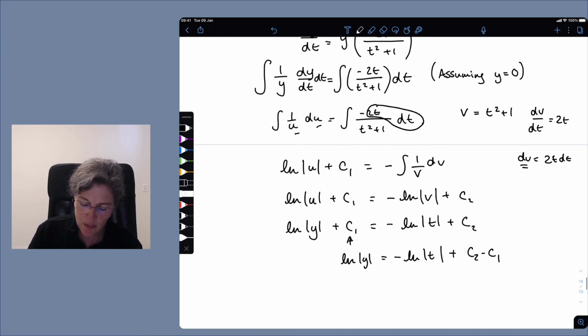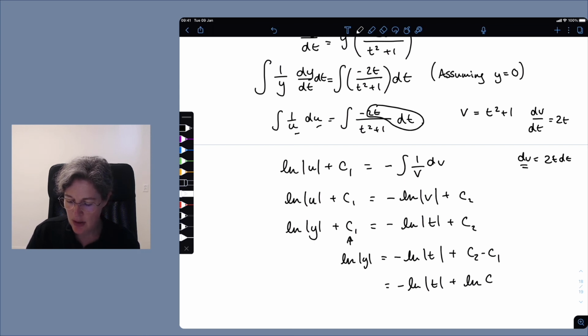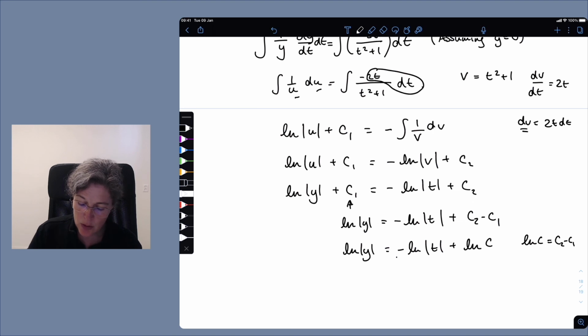And then I'm going to define a new constant called c, such that the natural log of c is equal to c2 minus c1. You can easily do this because you can make sure that c2 minus c1 is positive. Okay, how does this help me? Well, now I can use my log laws to combine this into a single logarithm.